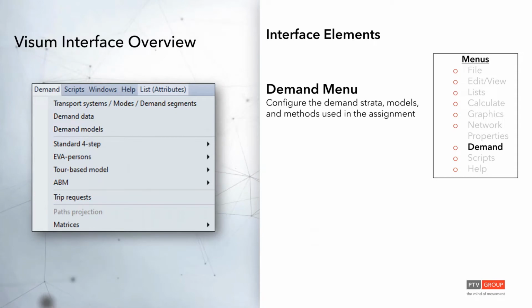The next menu that we're going to talk about is the demand menu. Again, as of right now this is just a brief overview. We're going to come back through these menus in greater detail with specific examples as we go through this training. I just want to give you a brief overview to start. The demand menu is where we go to configure the different demand strata, demand models, and methods used in the assignment. So if you're running a 4-step assignment, or if you want to define different modes of transportation beyond just cars and trucks and public transit, this is where you'd go to define all of that data.